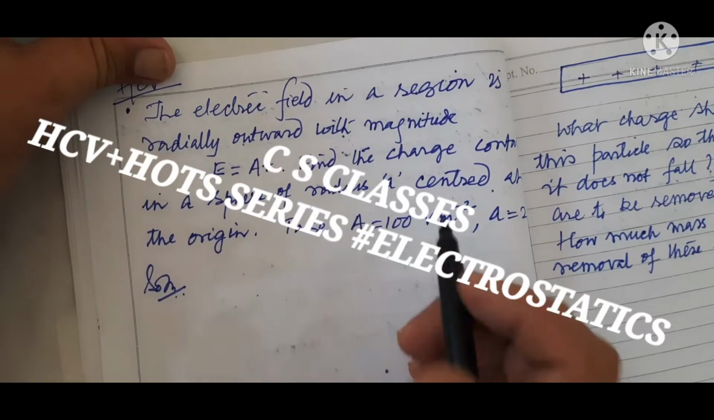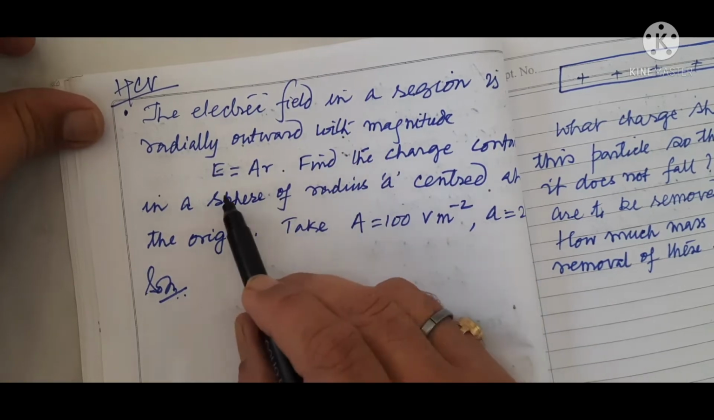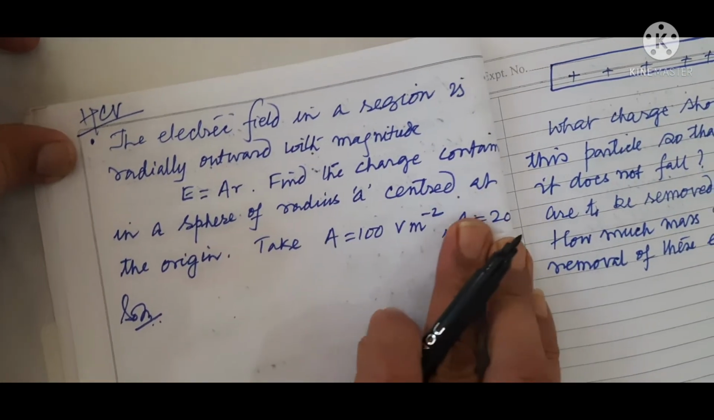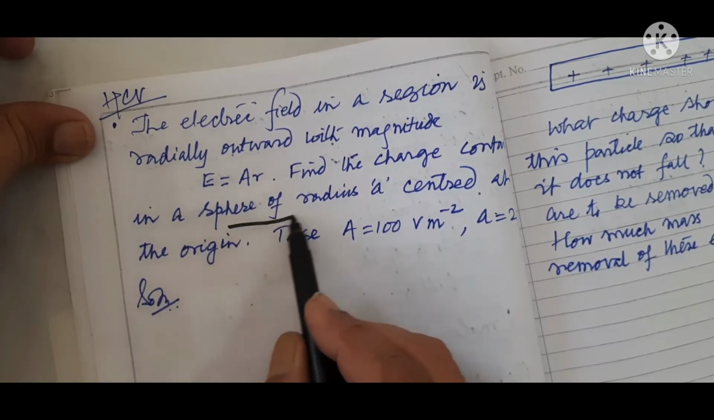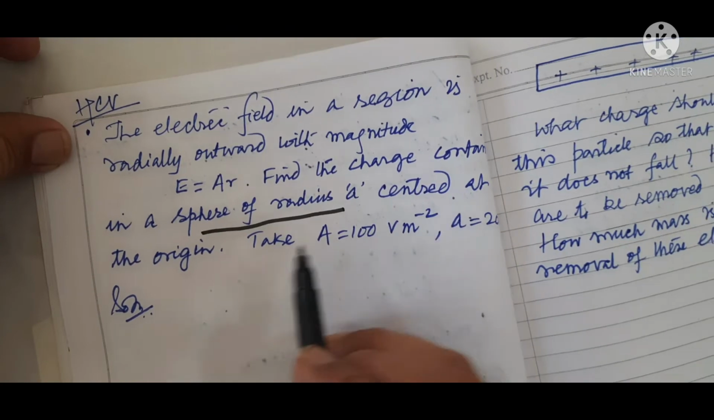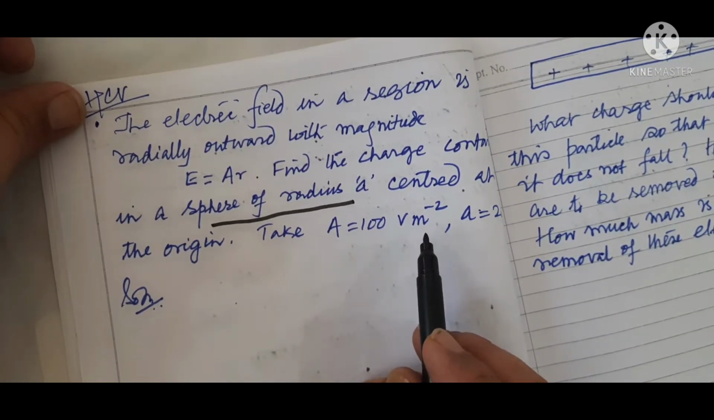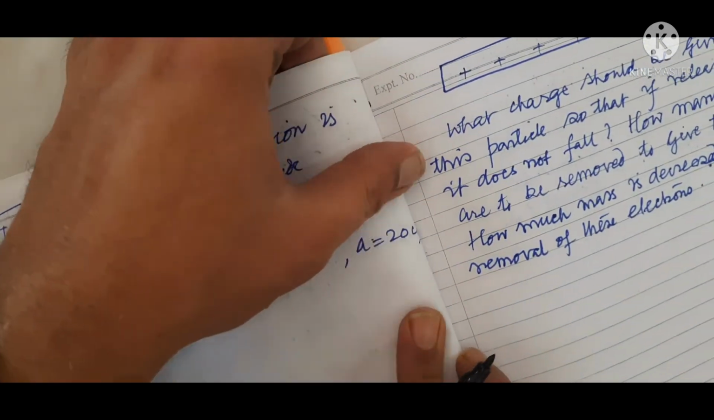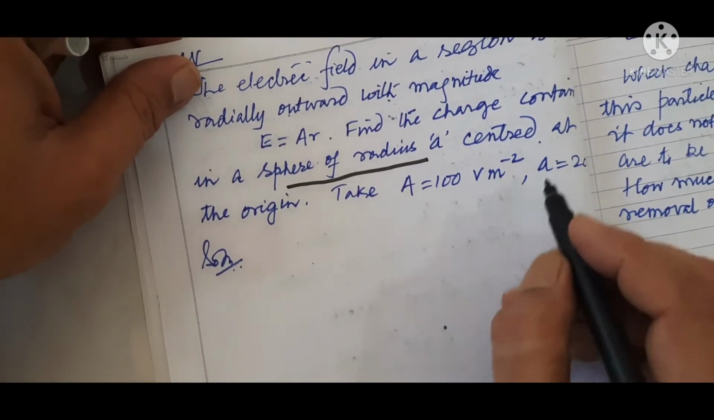The electric field in a region is radially outward with magnitude E = A·r. Find the charge contained in a sphere of radius a centered at the origin. Take A = 100 volt per meter square and a = 20 centimeters. This is the question.